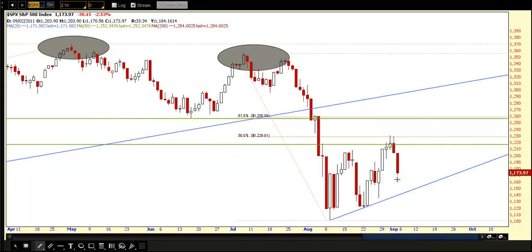Again, if for whatever reason the bulls do come in next week and we do see it close above this 50% mark of 1230, then I would say that the bulls are back in control. And at that point, I'd be looking for a price move back up to the retest of this neckline, which is roughly 1250 to 1260. So that's the game plan.